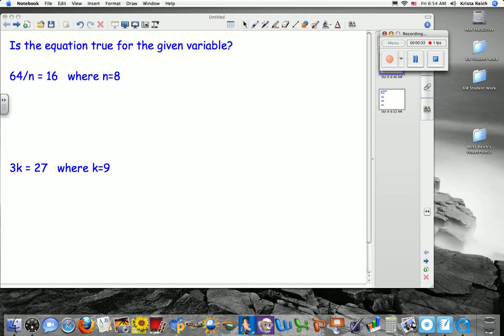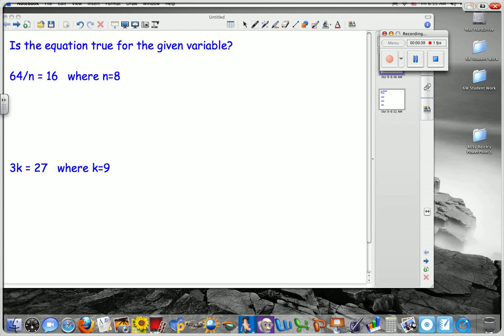So in this first example here, we have n divided by 64 equals 16, where n equals 8. Well, all you have to do here is plug in 64 divided by our 8 and see if that equals 16. Is 64 divided by 8 16? Well, no, it's not. So this is false. Okay, it does not work.